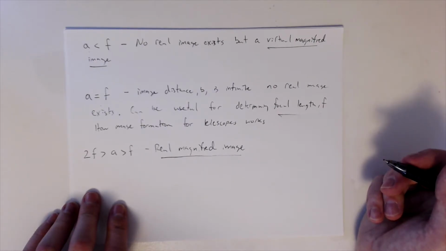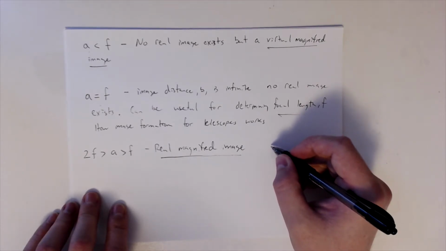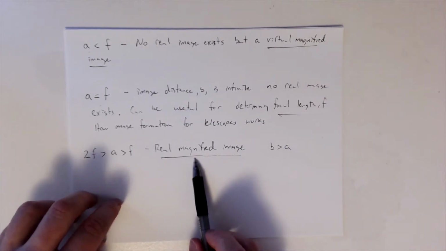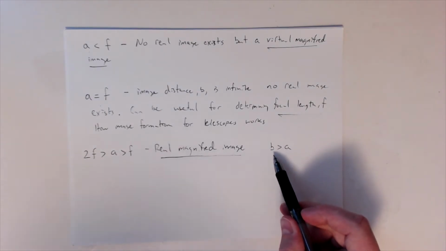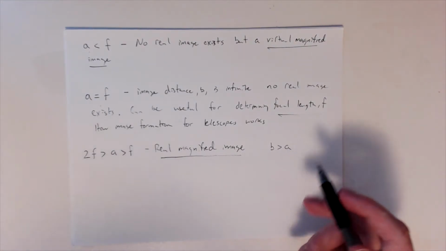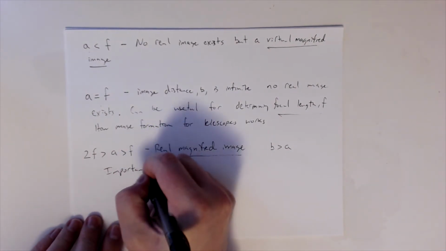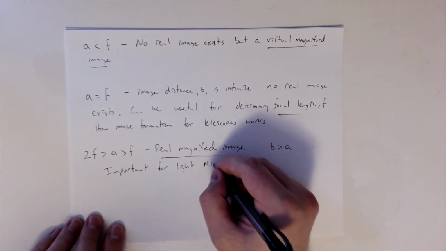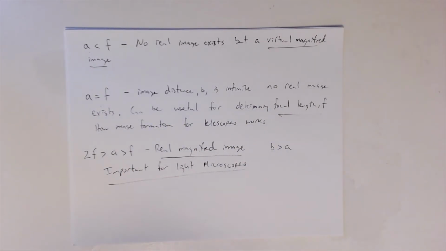So in this case, the other quantities that are important, B is greater than A, right? Because again, we have magnified. So if we want to determine the magnification, we can divide B by A. So this is going to be important for our light microscopes. So this is going to be a real important classification that we want to look at.